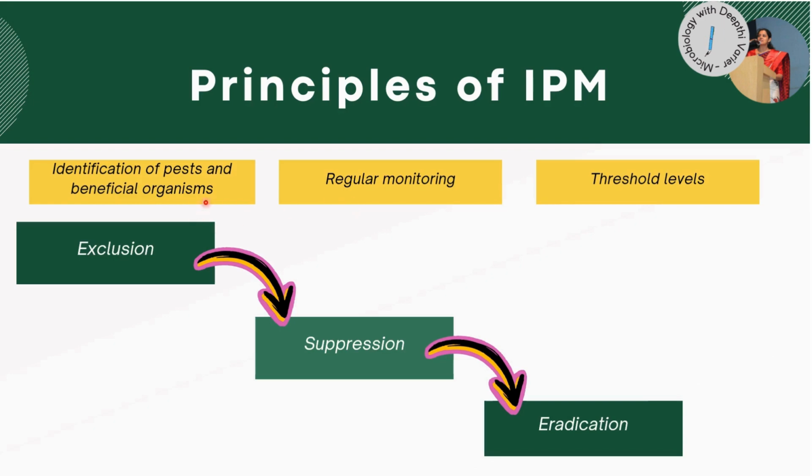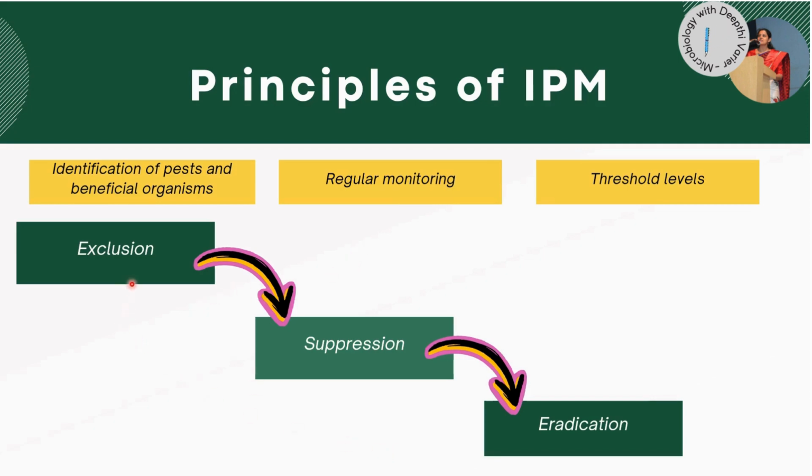So identification of pests, setting the threshold level where intervention is required, means beyond what level should I actually step in and start the control measures, and then regular monitoring of the field to ensure that if the pest comes in, or in case of IDM, if the disease sets in, you catch it early so that you can control early. Now, there are three major principles that are involved.